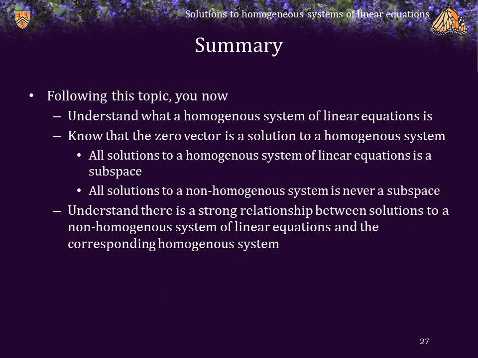So, following this topic, you now understand what a homogeneous system of linear equations is. You also know that the zero vector is a solution to a homogeneous system. In fact, all solutions to a homogeneous system of linear equations is a subspace of R to the n. You also know that all solutions to a non-homogeneous system of linear equations is never a subspace and never includes the zero vector. You understand that there is an interesting and strong relationship between the solutions to a non-homogeneous system of linear equations and the corresponding homogeneous system.